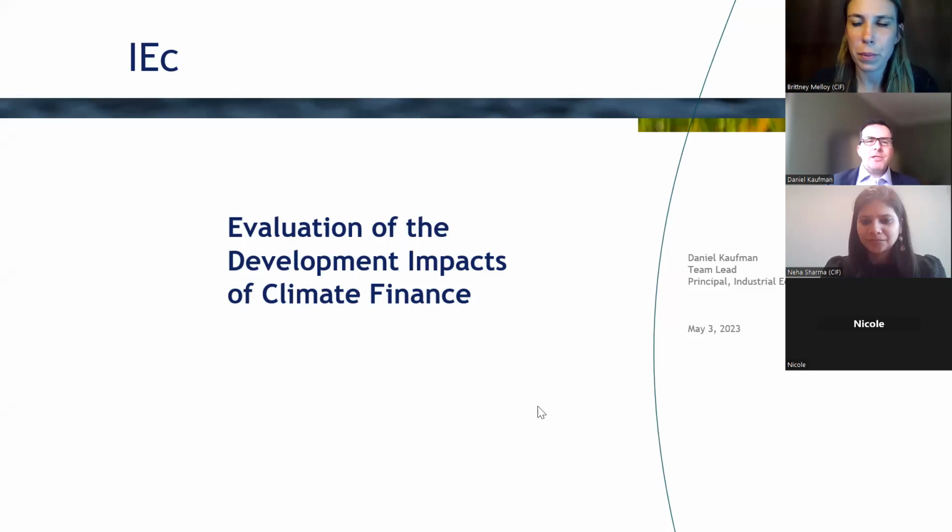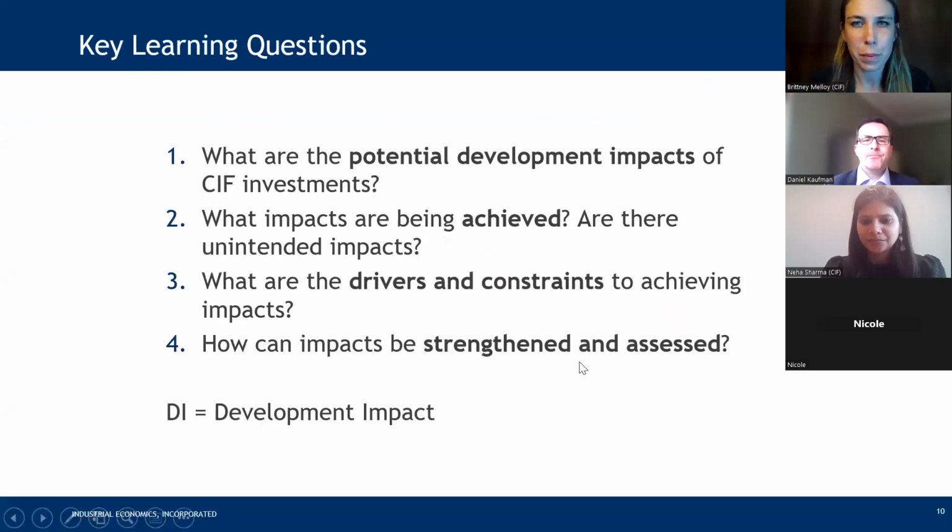So as Neha mentioned, our evaluation addressed four key learning questions. And Brittany, you can go to the next slide, please. And the four key learning questions relate to the potential development impacts of climate finance, DI results, drivers and constraints to achieving development impacts, and how development impacts can be strengthened and assessed.